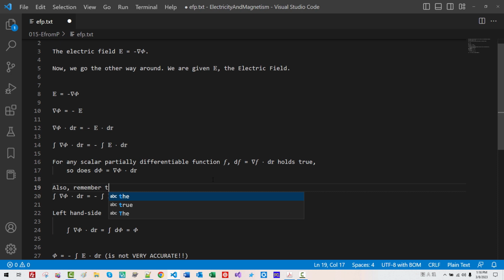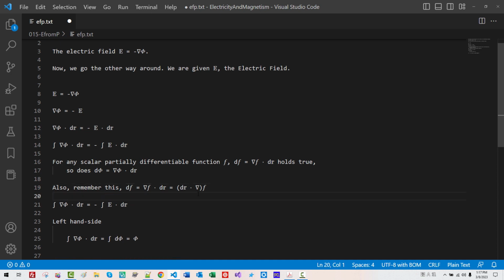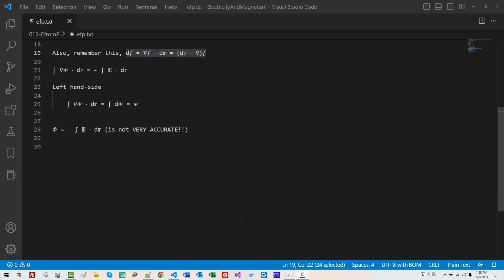Also, remember this. df equals gradient f dot dr can also be written as dr dot del f. df equals gradient f dot dr. This formula is important. Also, df equals dr dot del f. This formula is also important. Please keep these identities in your memory. Now, let's move on.